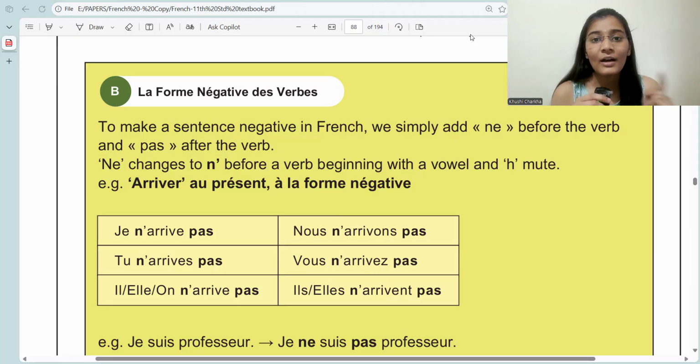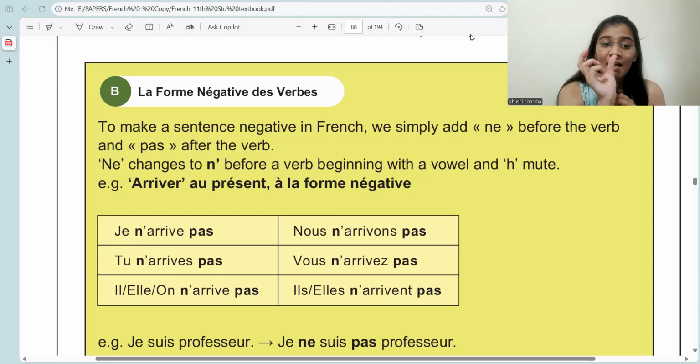Let us quickly revise. How do we conjugate ER ending verbs? It is e, es, e, ons, ez, ent. These are the endings of ER ending verbs. So conjugation is clear. Now, how to make it negative? The verb is arriver. For je, it is j'arrive. Before arrive, we'll add ne. After arrive, we will add pas.